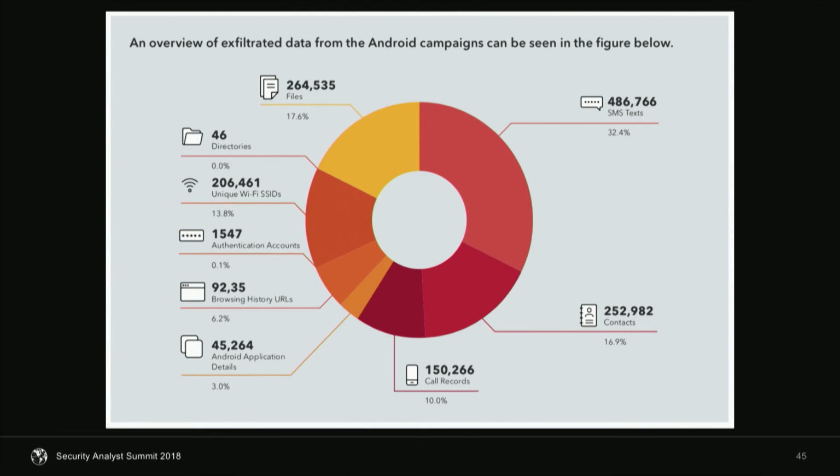And just to break down the mobile data a little more specifically, there was a lot of data here in the short while that we looked at it. There were at least almost 500,000 SMS text messages that were collected. The key point is that the malware is very grabby. It'll go after whatever it possibly can and upload it to the server. The other interesting thing, as we talked about earlier, is the unique Wi-Fi SSIDs, almost 250,000 of those that were collected, and we'll talk about why those are significant shortly.